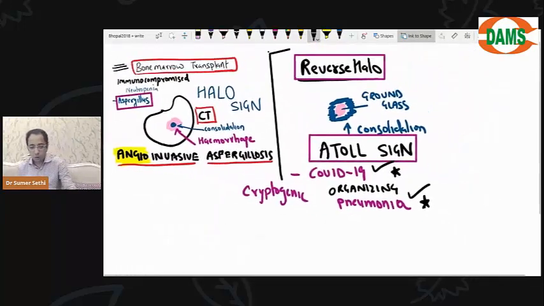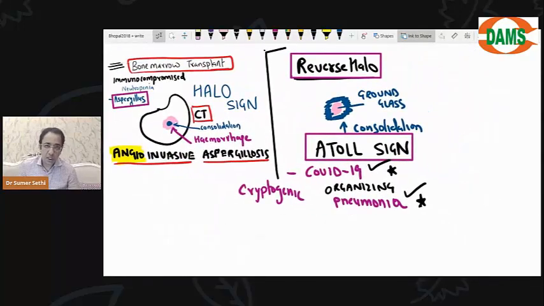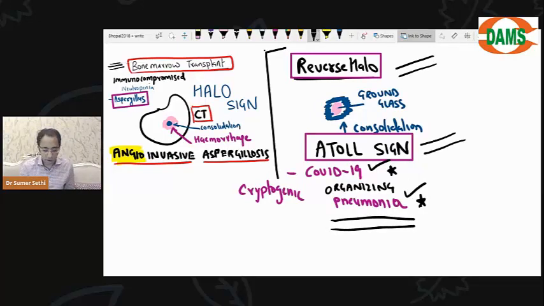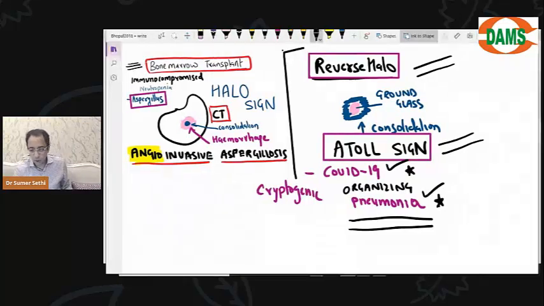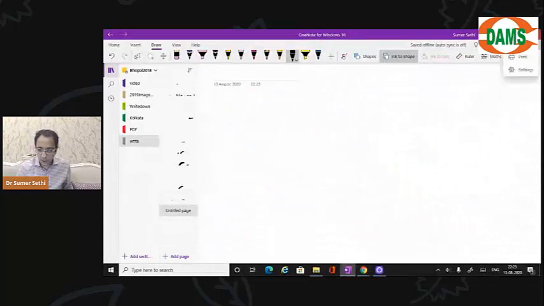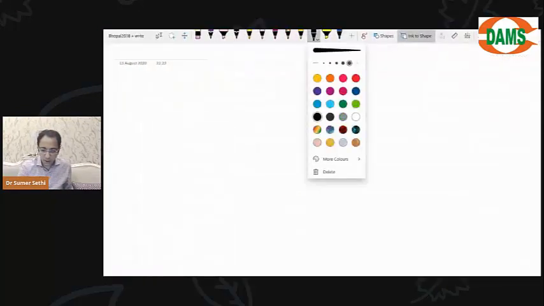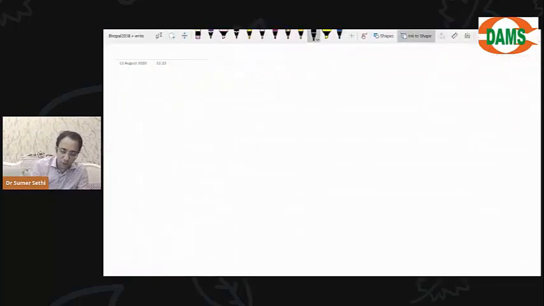So we know now that COVID-19 infection initially would have ground glass appearances, then it might progress to consolidations and even to organizing pneumonias, which will lead to reversed halo or atoll sign. Everybody understands? Okay, very good. Now, some of you are thinking, why is sir suddenly telling three things? Actually, I have told you only one thing so far.